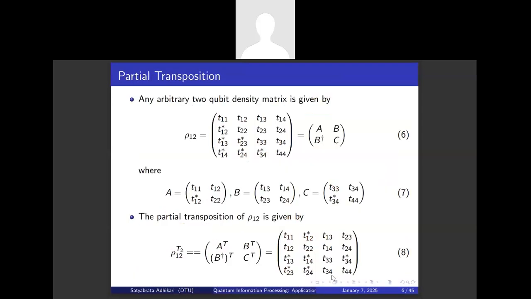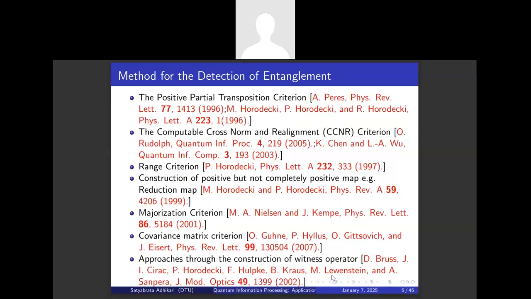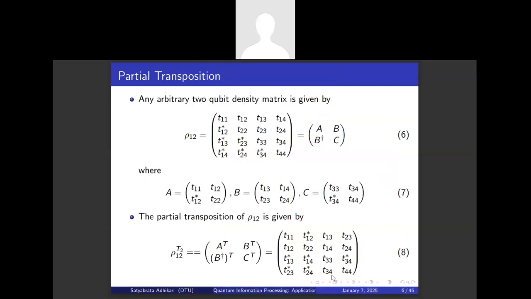So what do you mean by partial transposition? Here, the positive partial transposition criteria. First of all, we would like to know what we mean by partial transposition. We already know that if we have some matrix, we know how the transposition operation works. But do you know how partial transposition works? So here I will give you some idea of how partial transposition works mathematically.